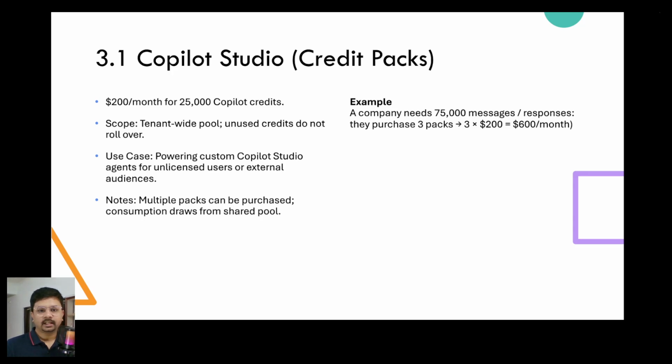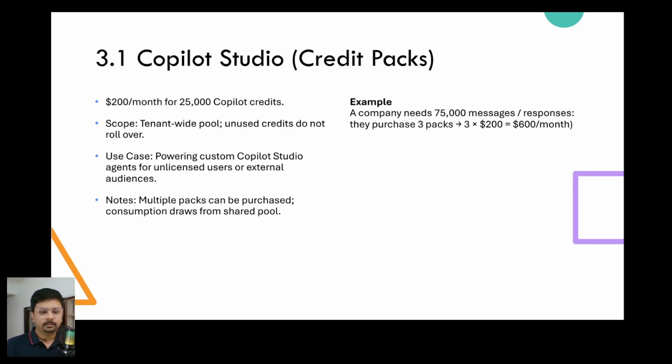It is scoped to a tenant-wide pool, so it is not limited per user. The 25,000 messages include all the Copilot agents that you have created. And if you think that any credits remaining in a month will get carried forward, that's not the case here. Let's say you have the 25,000 per month credit pack and you only consume 10,000 of them, the remaining 15,000 will not get carried forward, right? So every month will have its own 25,000 capacity only.